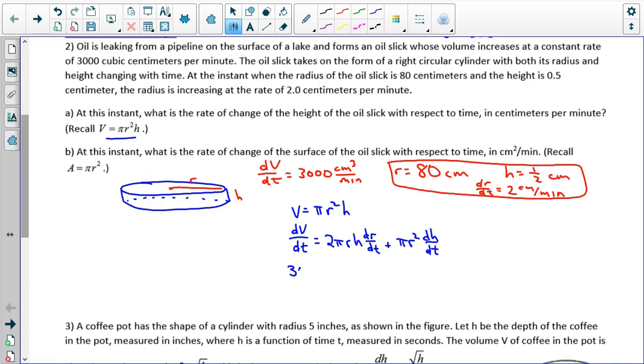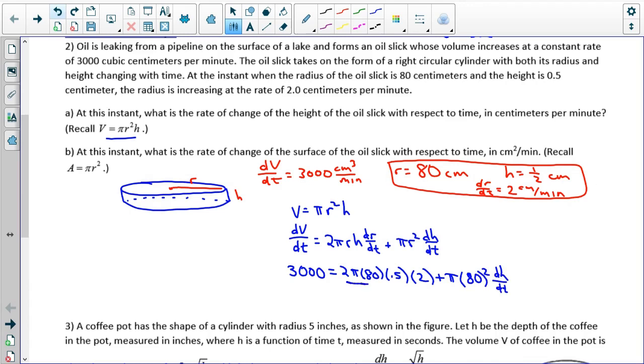So dv dt is 3,000 cubic centimeters per minute. I'm actually not going to write down the units to make my life a little bit easier. Now I have 2 pi, r is 80, h is 1/2, dr dt is 2, plus pi times 80 squared times dh dt. And we can multiply everything together.